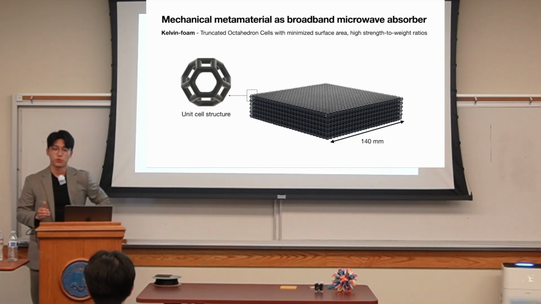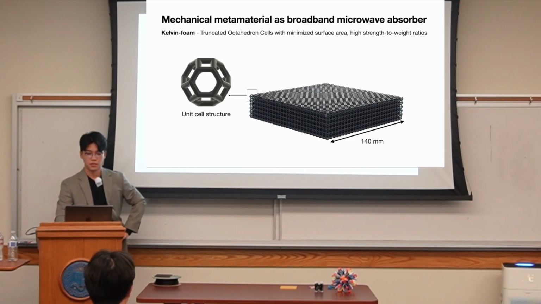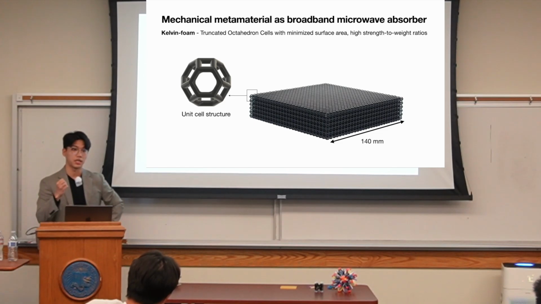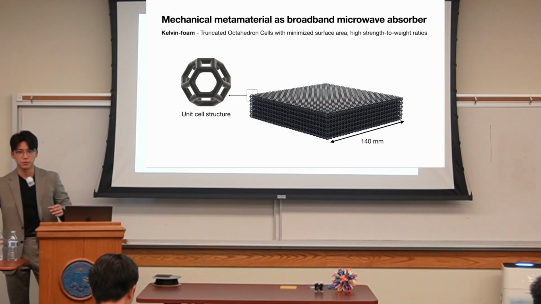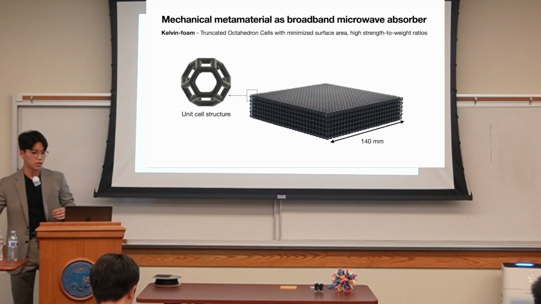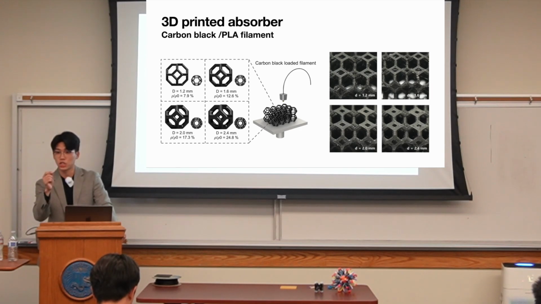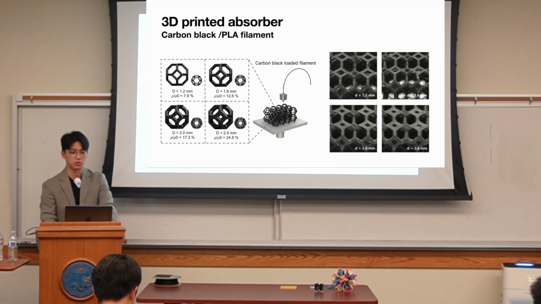So this is what I did with using mechanical metamaterial as broadband wave absorber. And this is actually the sample that was used to measure the electromagnetic wave absorption. And using this Kelvin foam structure, which is a follow-up study of this octet truss, we were able to 3D print this using fused filament fabrication method. And using this, we can actually change the diameter of the structure and then see how it affects different responses and also the absorption.